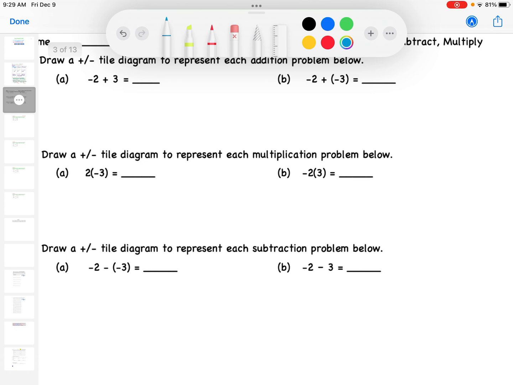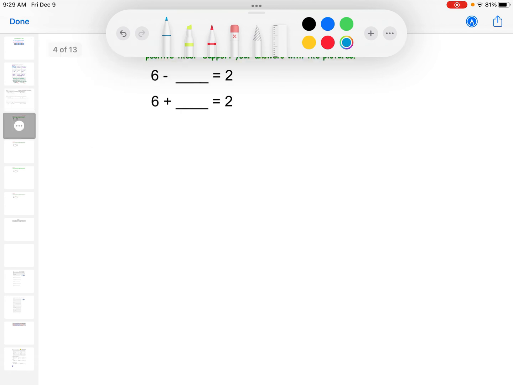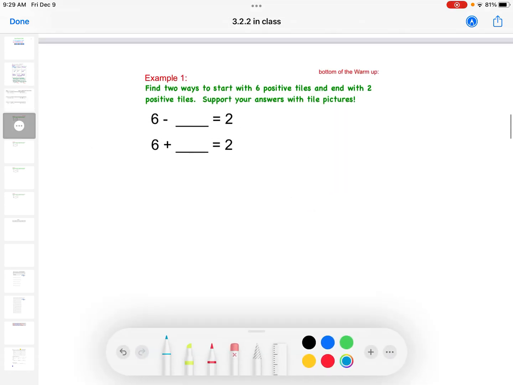Moving along today, let's get in a couple examples here. Example number 1, find 2 ways to start with 6 positive tiles and end with 2 positive tiles. So if we have 6 positive tiles, we can have 6 positives, and I need to take away something. 3, 4, 5, 6. If I need to take away, so I have 2 left over, I can take these 4 and they're gone.